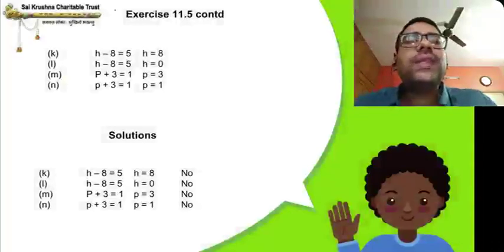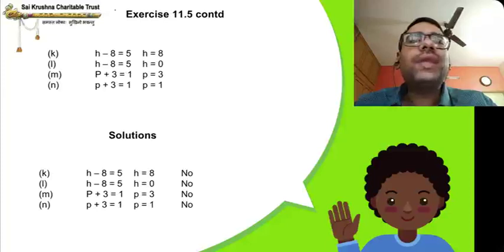Next. h minus 8 equal to 5. So what is the value of variable h given here? 8. Instead of h if we put 8, 8 minus 8 is what? 0. Left hand side is 0. Right hand side is 5. So, is left hand side equal to right hand side? No. Left hand side is 0, right hand side is 5. Therefore, the equation is not satisfied, right?